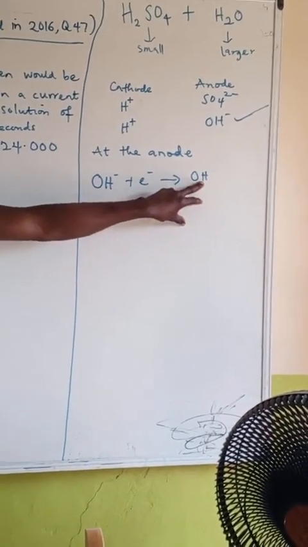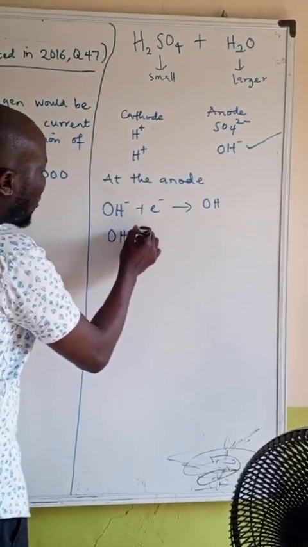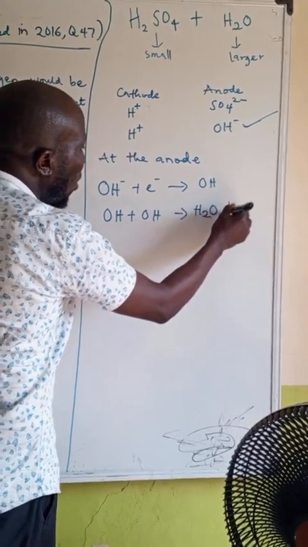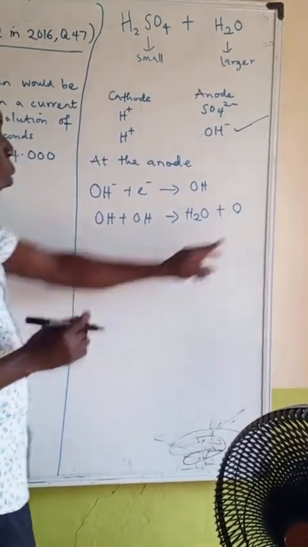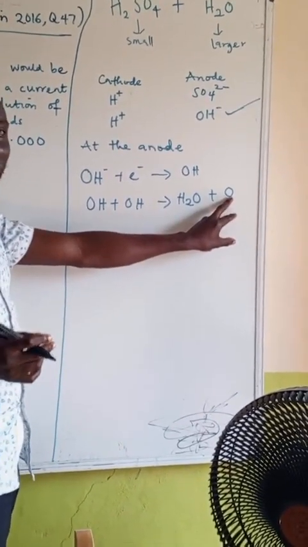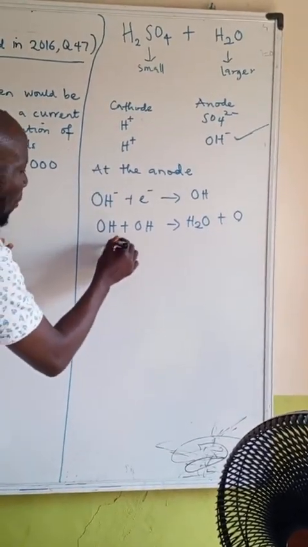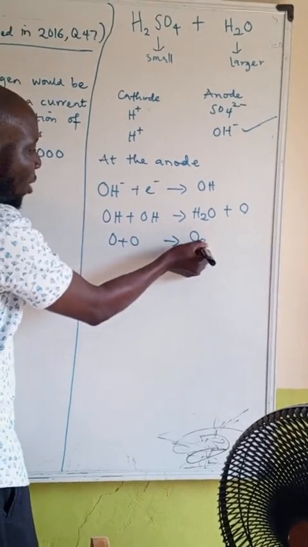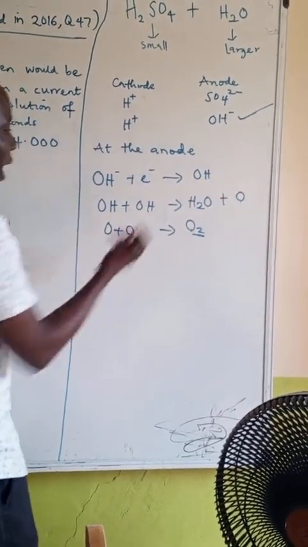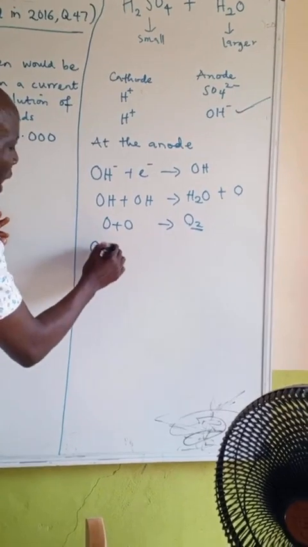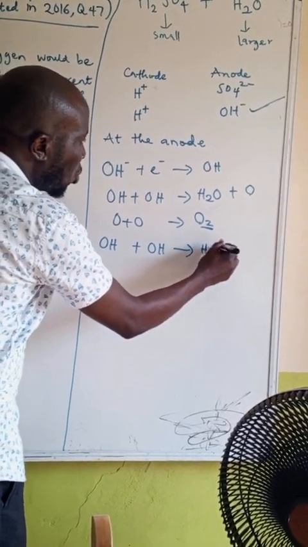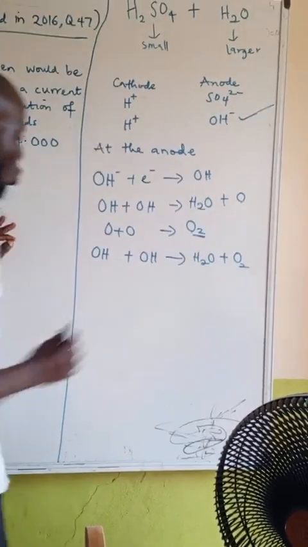But OH will never be like this. OH is a radical. So OH plus OH will give us H2O plus O. We need oxygen gas, not oxygen atom. O plus O will give us O2. Okay, in that regard, let's bring O2 back into this equation. OH plus OH to give us H2O plus O2.